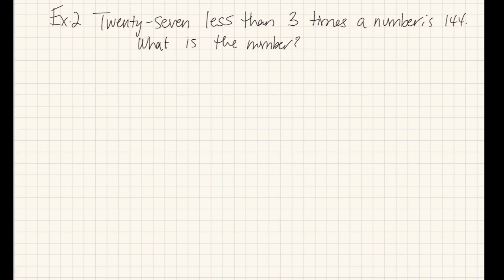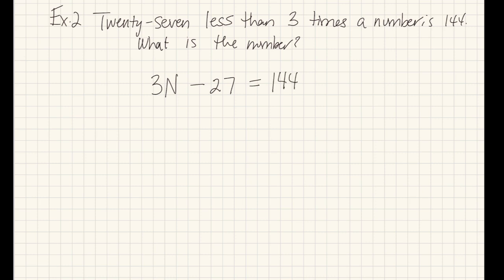Okay, our next problem, example number 2, says 27 less than 3 times a number is 144. So 3n, 3 times the number, 3n. And then we have 27 less than that, so minus 27. And then we have the word "is," which we know means equals 144.